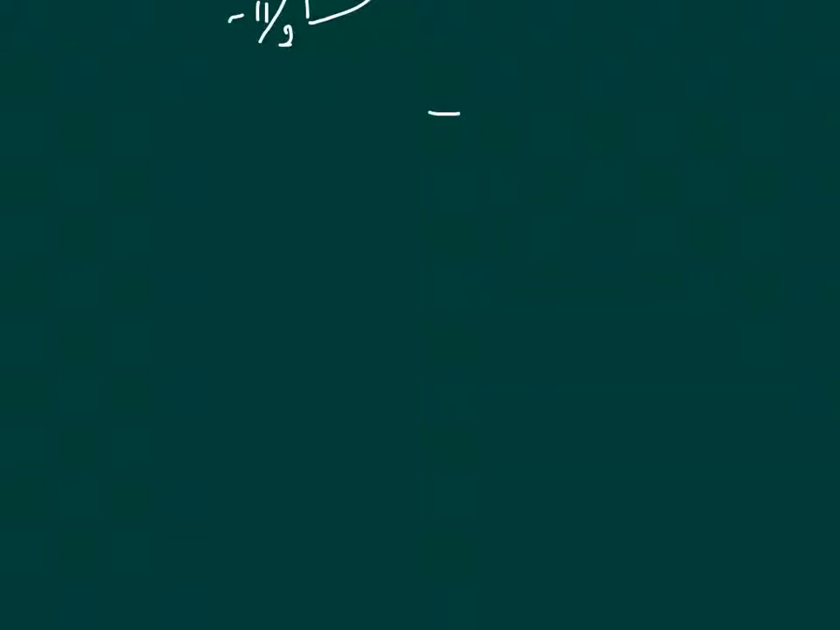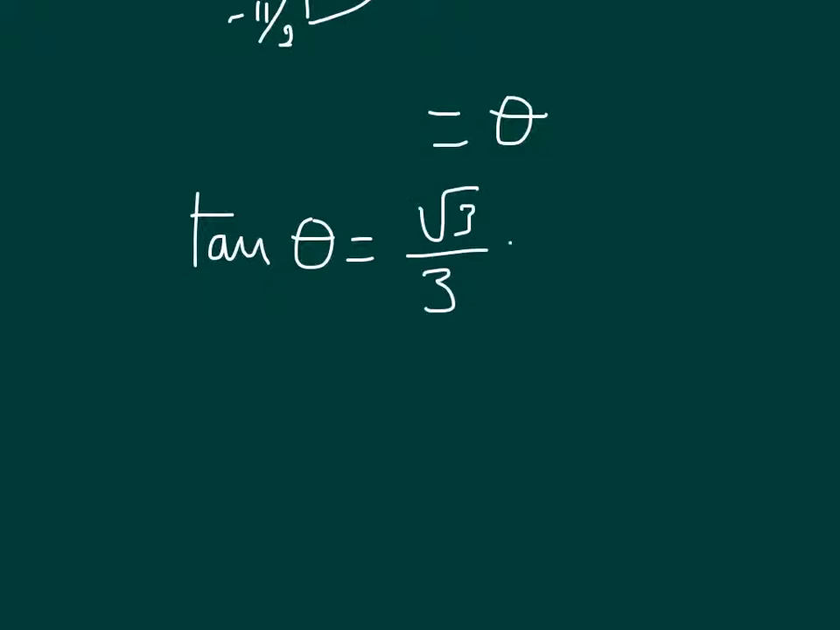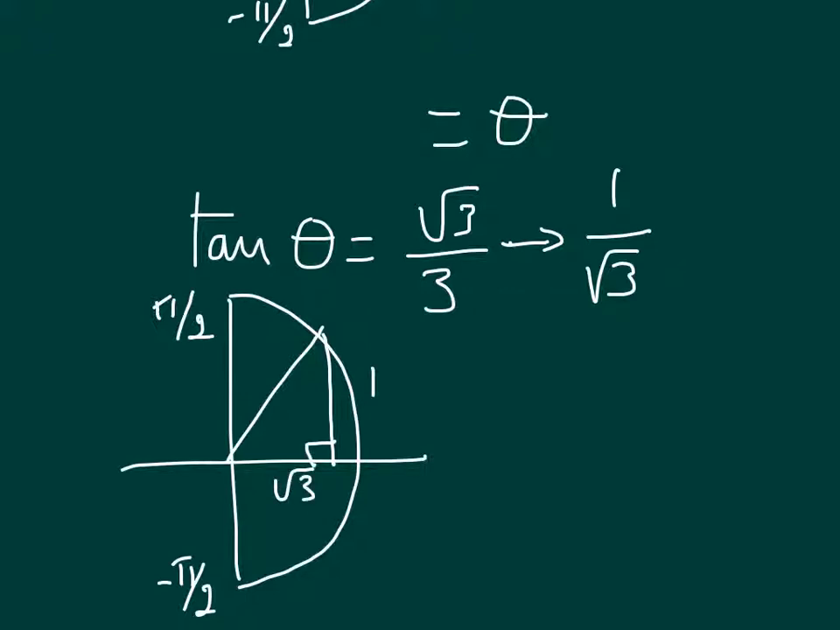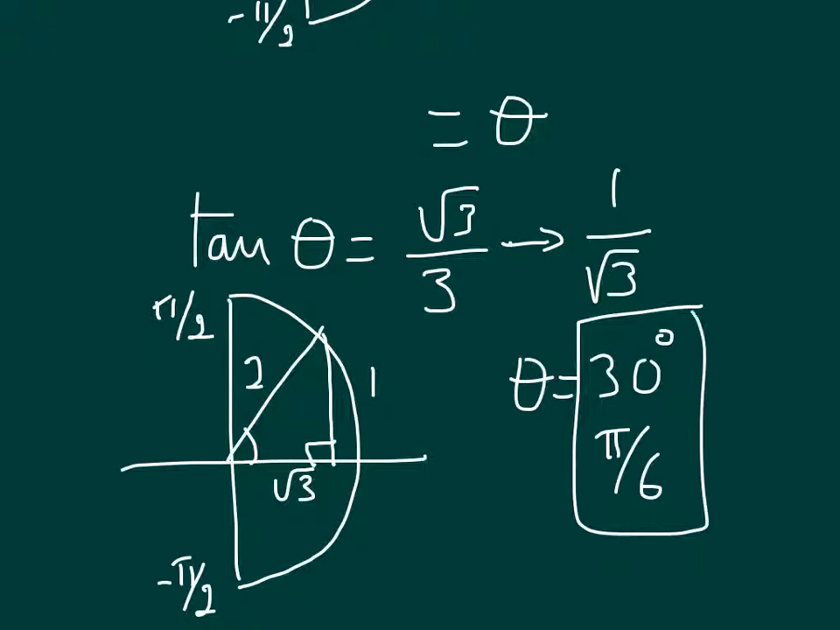Part H. Call this one theta. That means tangent of what angle will give you rad 3 over 3. Here you might have to rationalize it or make it 1 over rad 3. It's easy to identify the triangle. Arctan has to be from negative pi over 2 to positive pi over 2. Since it's positive, I'm going to go to the first quadrant. This is opposite over adjacent. And so this is a 30, 60, 90 triangle. So theta is going to be either 30 degrees or pi over 6. And you have to give me both answers.